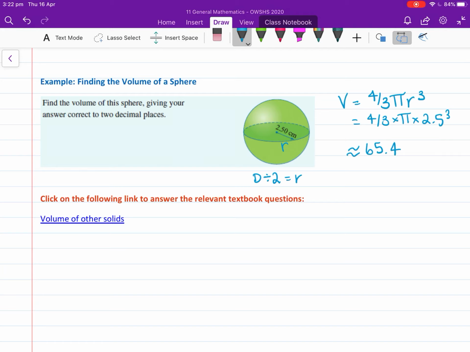65.449. Again, we're asked to go to 2 decimal places. So 449, the 9 tells us to round up. So we actually need to make this 65.45. And then the units, centimetres cubed.